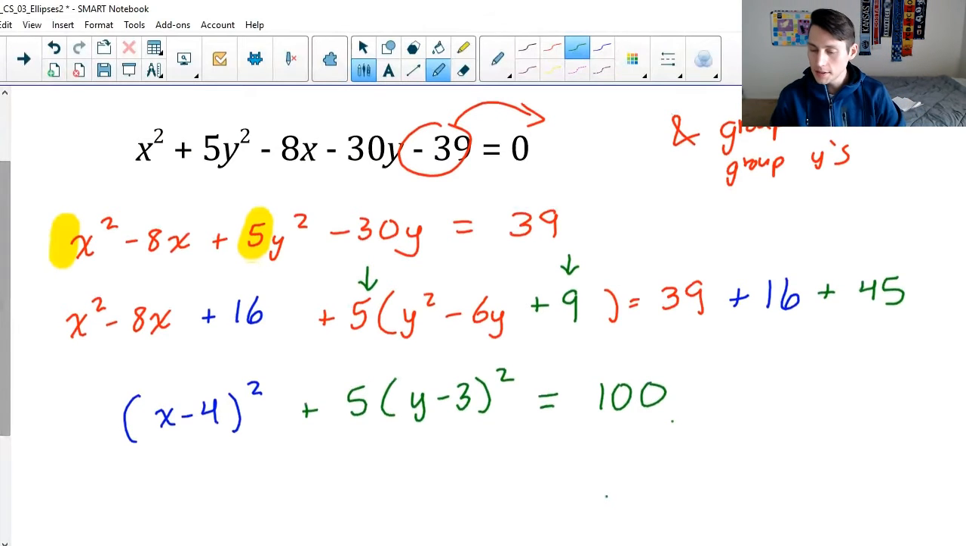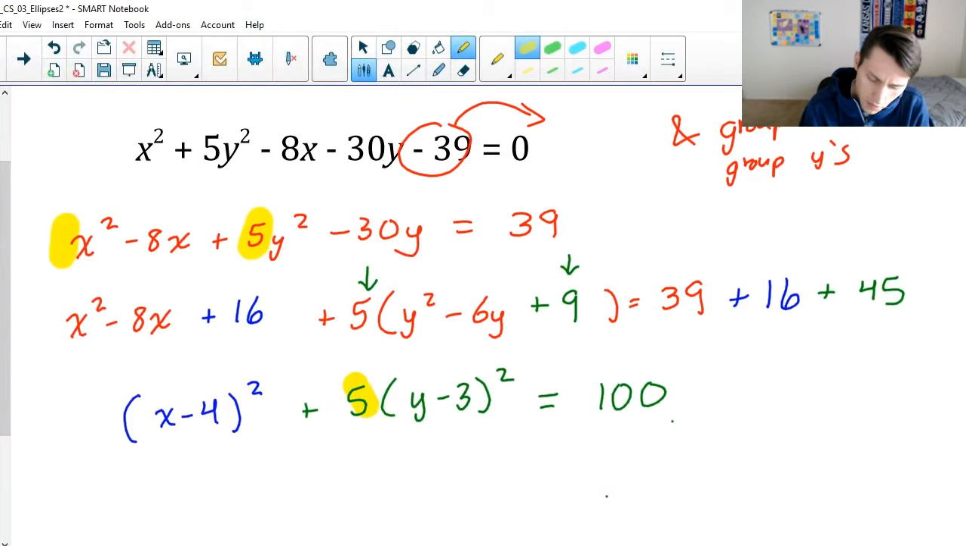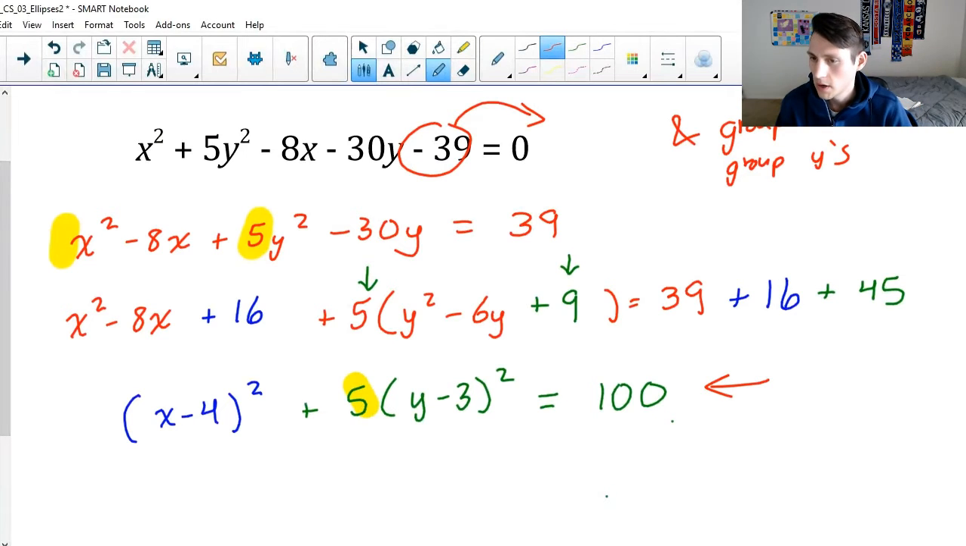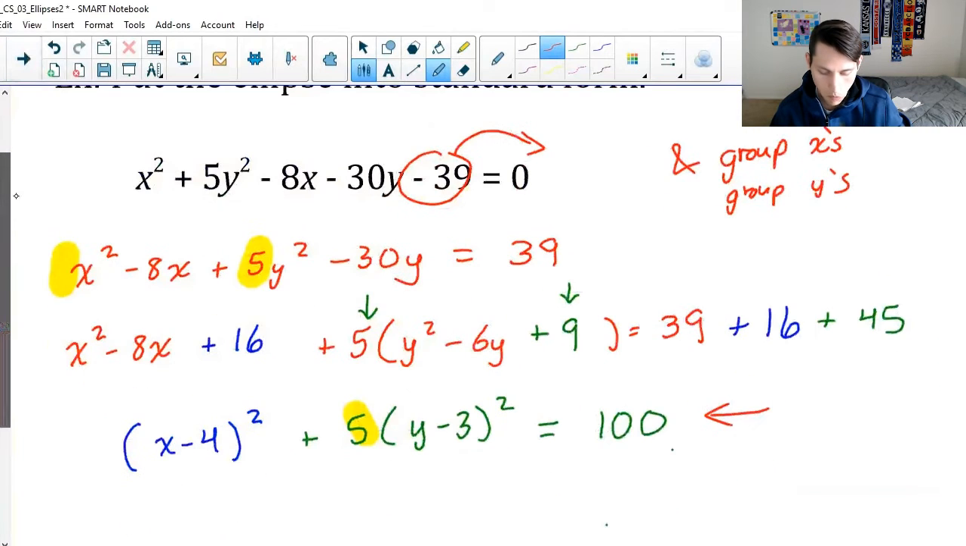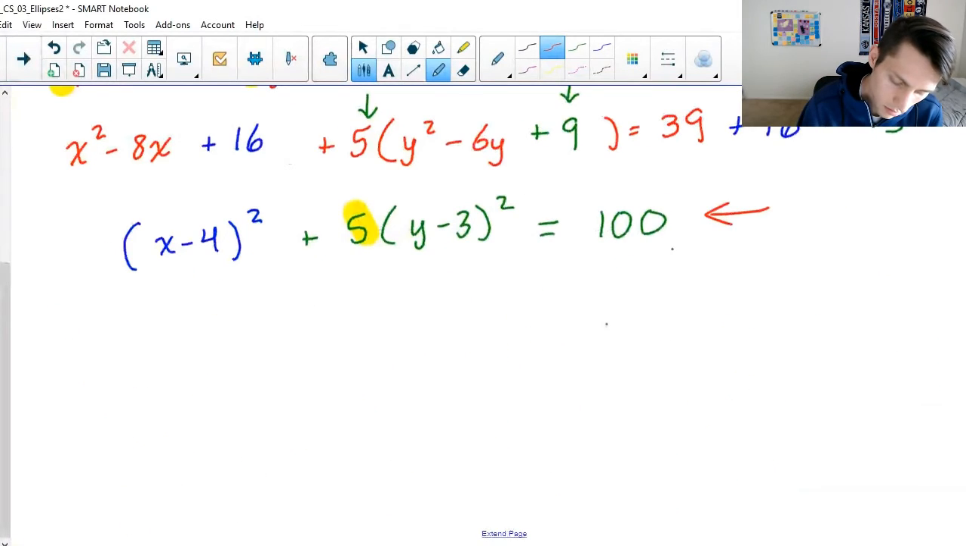And so now we're at another slightly different step than before. From circles, we would have just stopped here. But we have this coefficient of 5 still. And since we know this is an ellipse, then the right side should just be 1. Right? In the equation of an ellipse, like in our warm-up, the right side of the equation is just 1. So if we're trying to make that right side of the equation 1, all we need to do is take everything and divide it by 100.